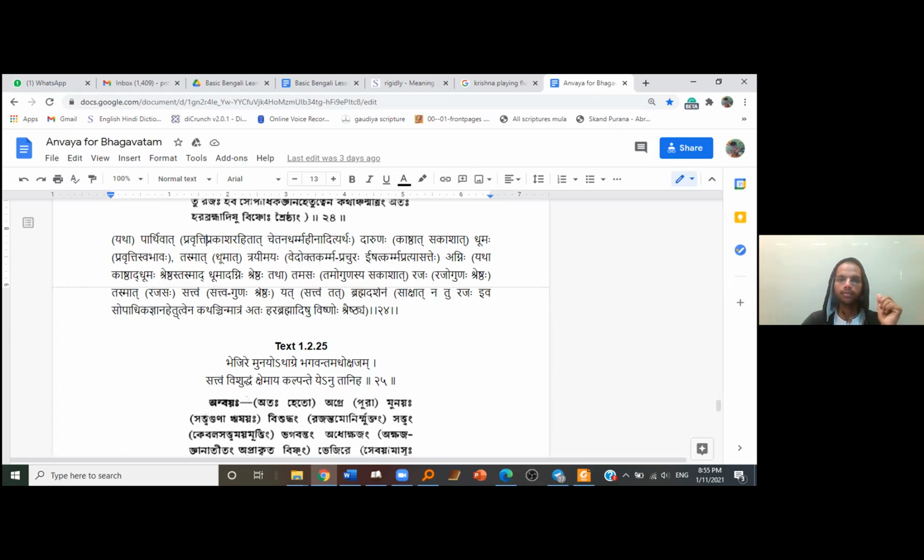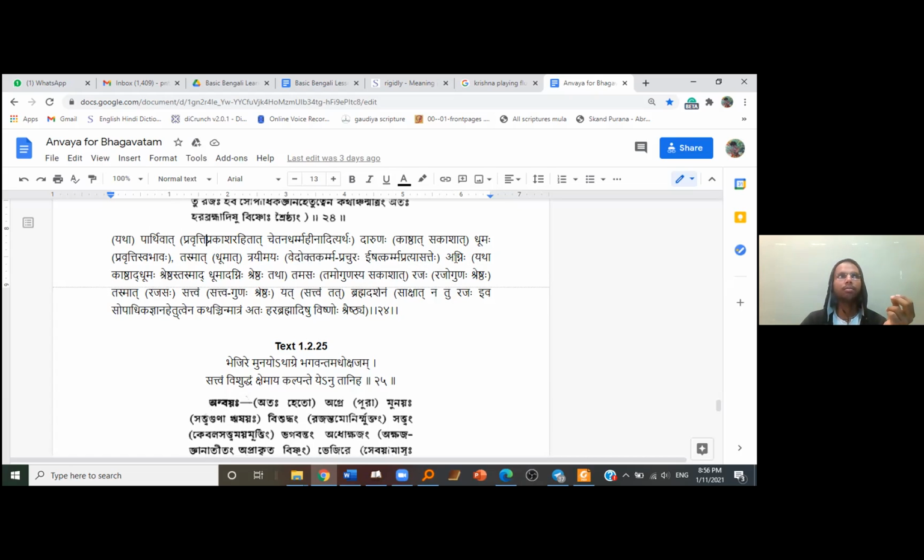From dhuma, the Trayimaya Agni is Shreshta. So now the Shreshtatva is being told in this shloka: from Parthiva, Darun is Shreshta. From Darun, which means wood, Dhuma is Shreshta. From Dhuma, Agni is Shreshta.